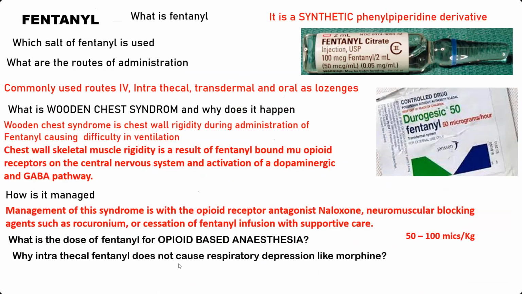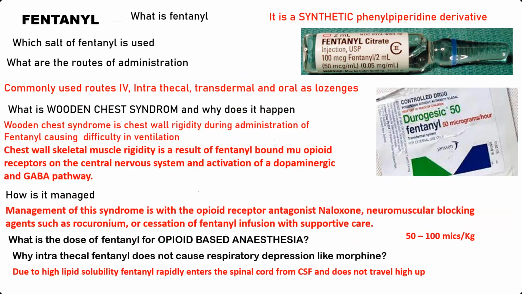So, why does intrathecal fentanyl not cause respiratory depression like morphine? So it is highly lipophilic, sir. So it stays there and doesn't spread up. Okay, due to high lipid solubility, fentanyl rapidly enters the spinal cord from CSF and does not travel high up, whereas morphine does not have that much high lipid solubility. So with the CSF eddy current, it will gradually move up and go to a higher level and sometimes go into the intracranial compartment also.